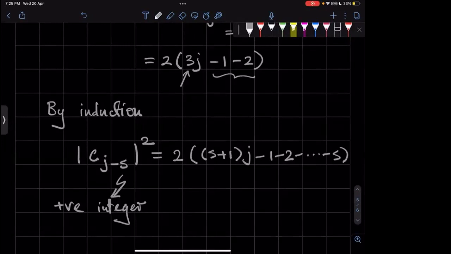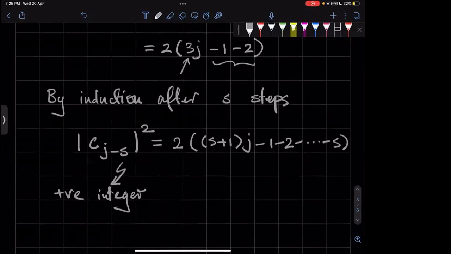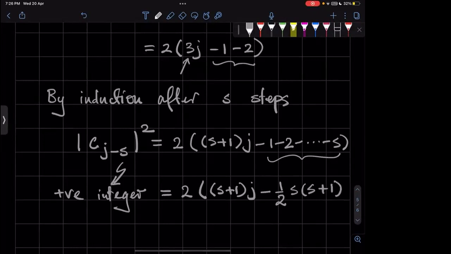Okay, is this clear how we got here? Because we are doing induction, we get this after S steps, where S is a positive integer. Okay, so here we see an arithmetic series, right? And we know how to sum those things. That's one of the first things we learned in secondary school, or well, in grade 8 or something. I still have to look it up every time, because I don't have a good memory. So this is going to give me minus half of S times S plus 1.